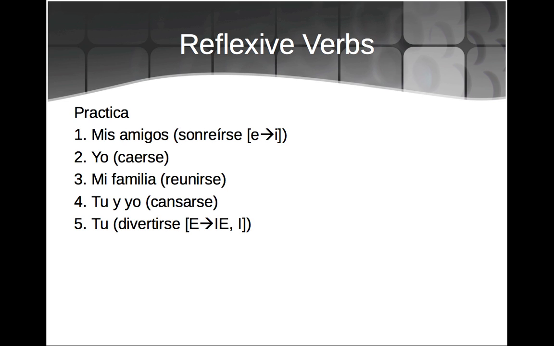I want you to work on these together. Notice two of them are stem changing, and we're just going to practice conjugating them in the present tense. So with mis amigos and sonreírse, notice it's an E to I stem change. They're going to change the E to an I and then drop off the se, move it to the front, and then drop off the IR ending. So use your little pencil feature and write down your answers. You may type them as well, and then we'll discuss these answers if we have time. Okay.